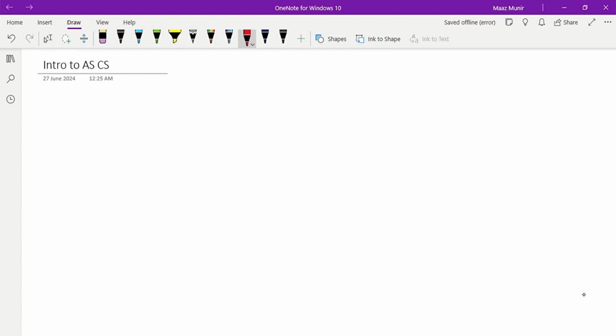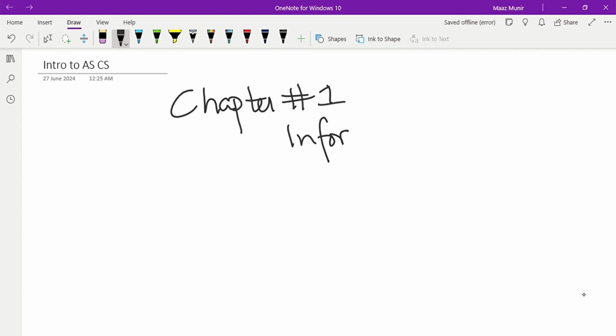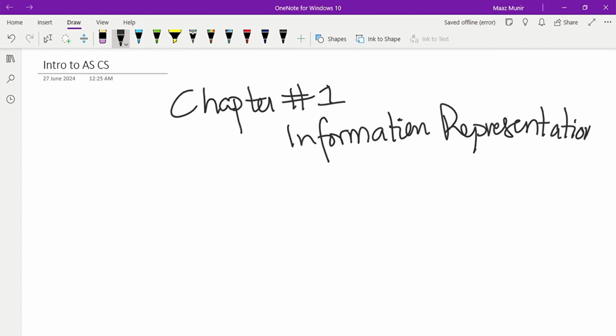The first chapter which we are going to be starting off today is, let's just write the topic, chapter number 1, information representation. Please ignore my handwriting, but yeah, information representation.